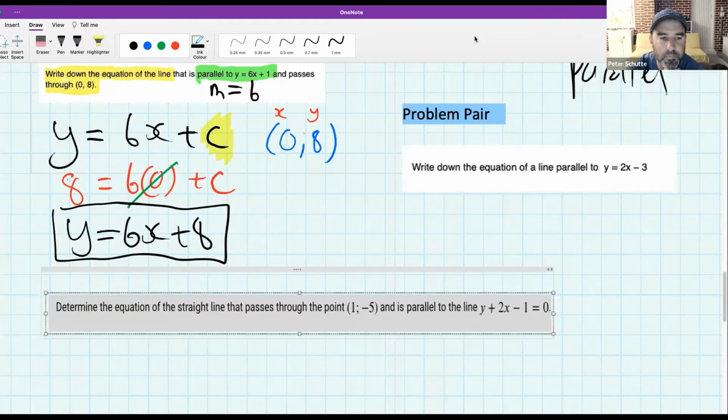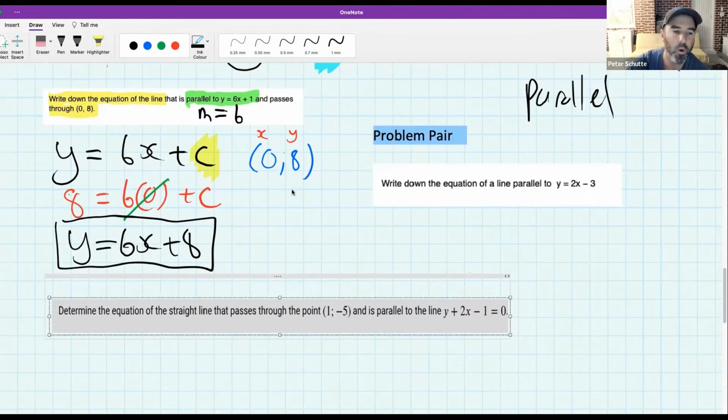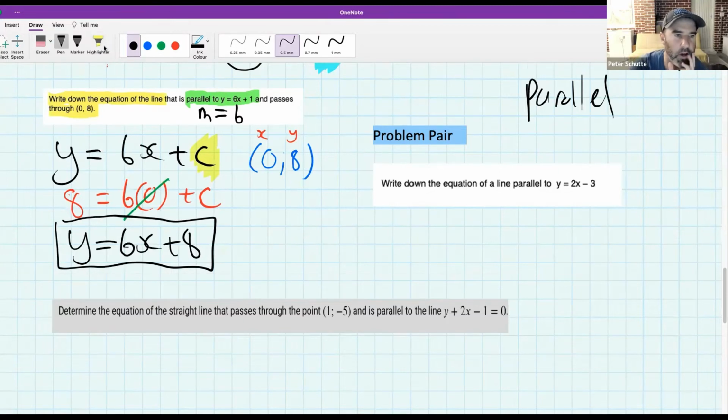Sir, going back to the question with the y equals, that question, why isn't it negative 8? Because it seems like the y is on the other side of the equation. So when you bring it this side.